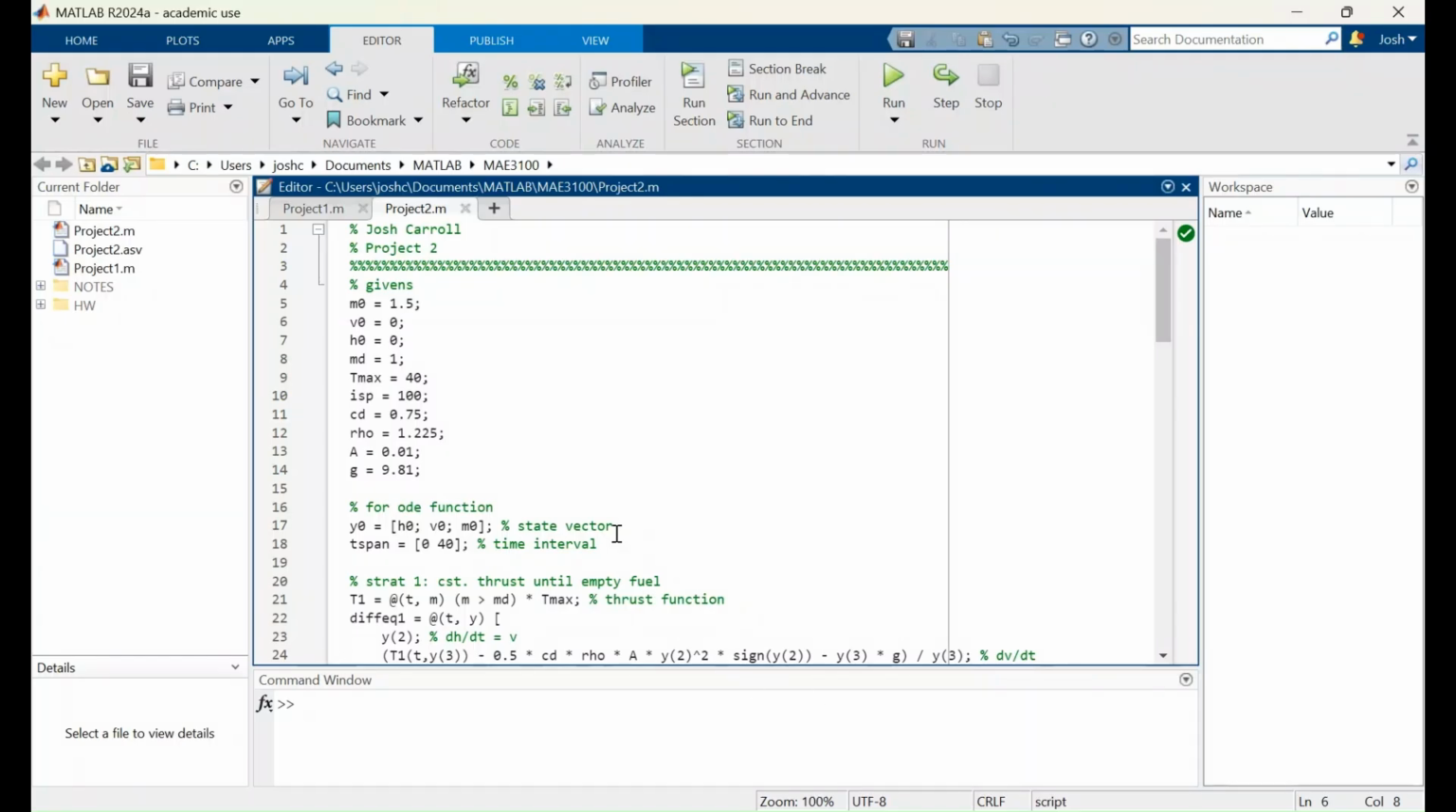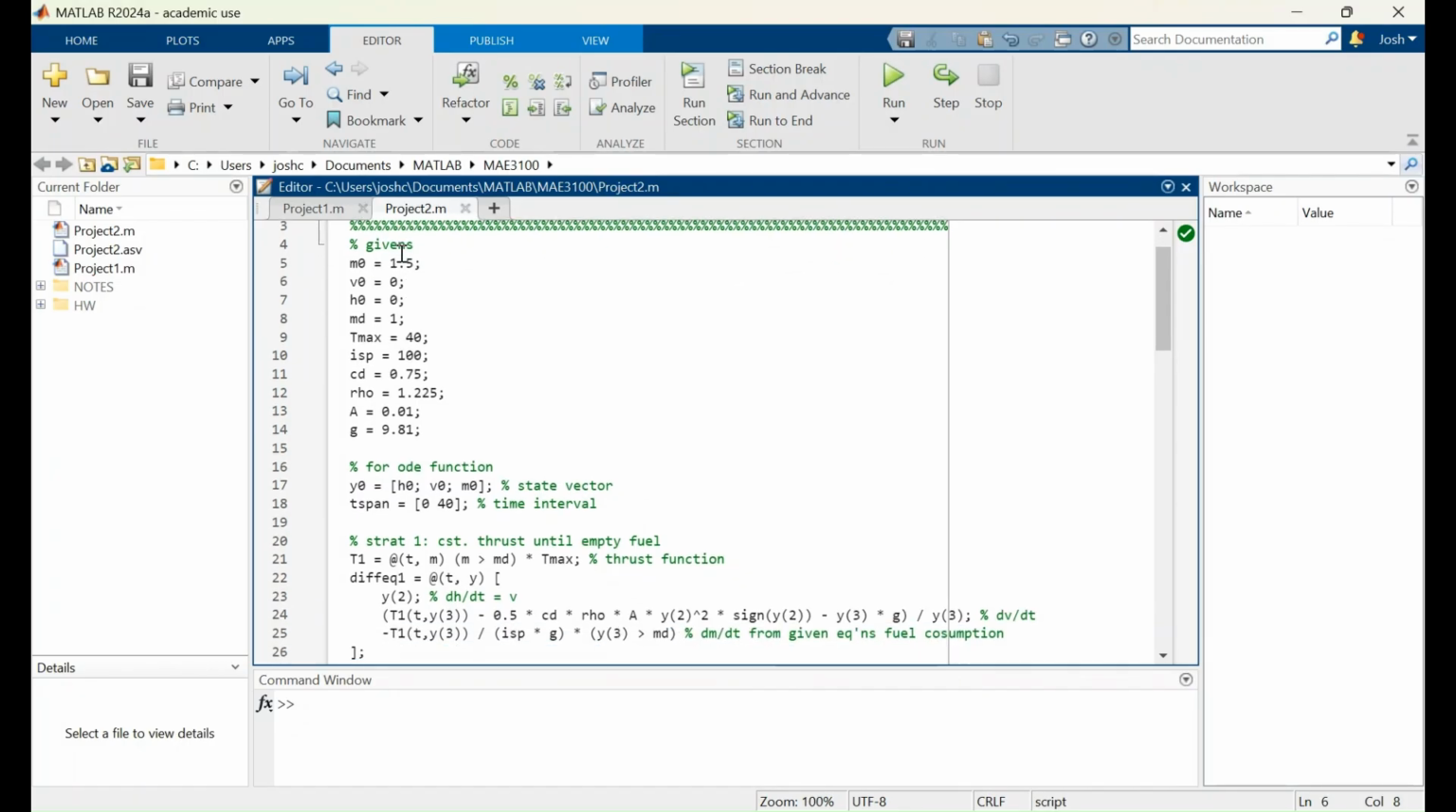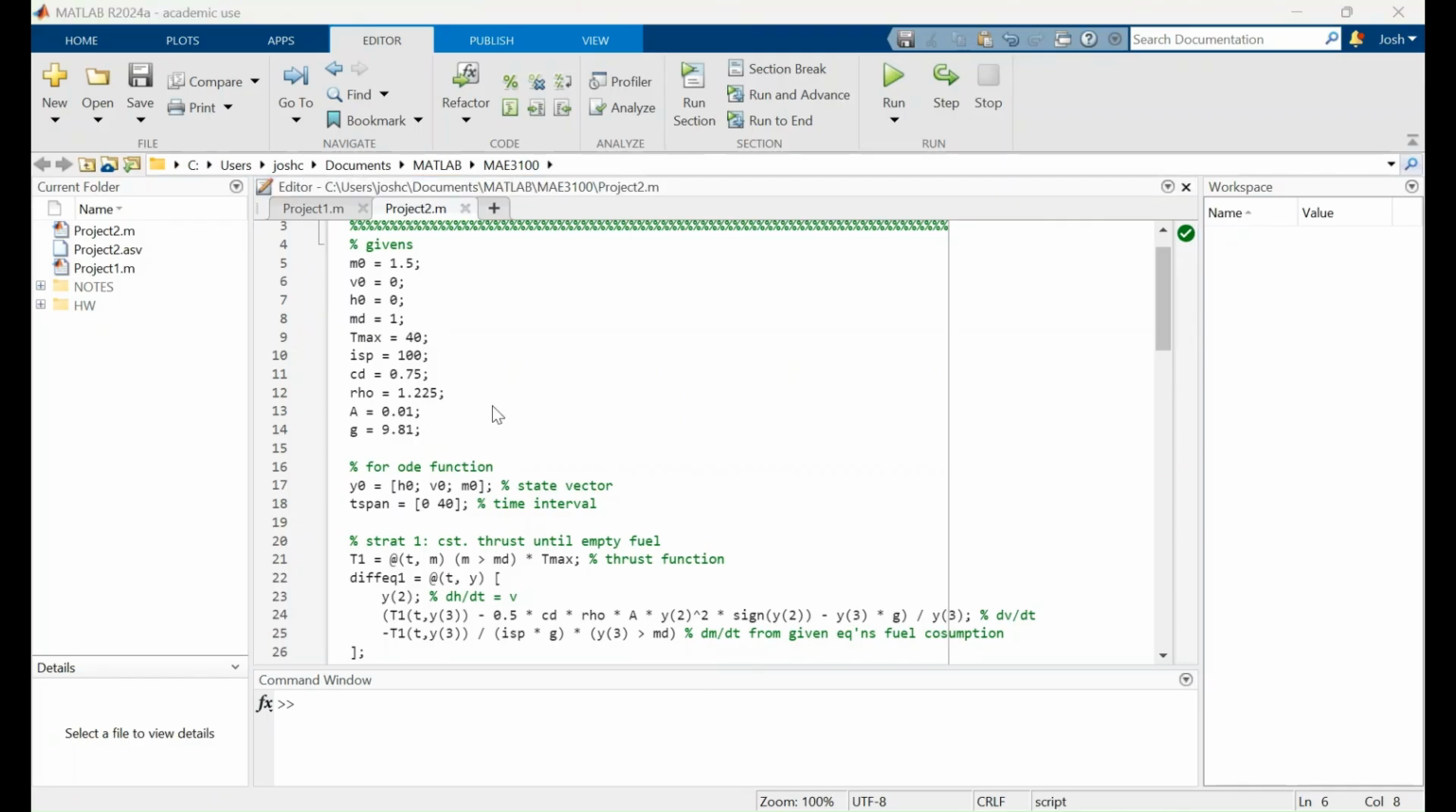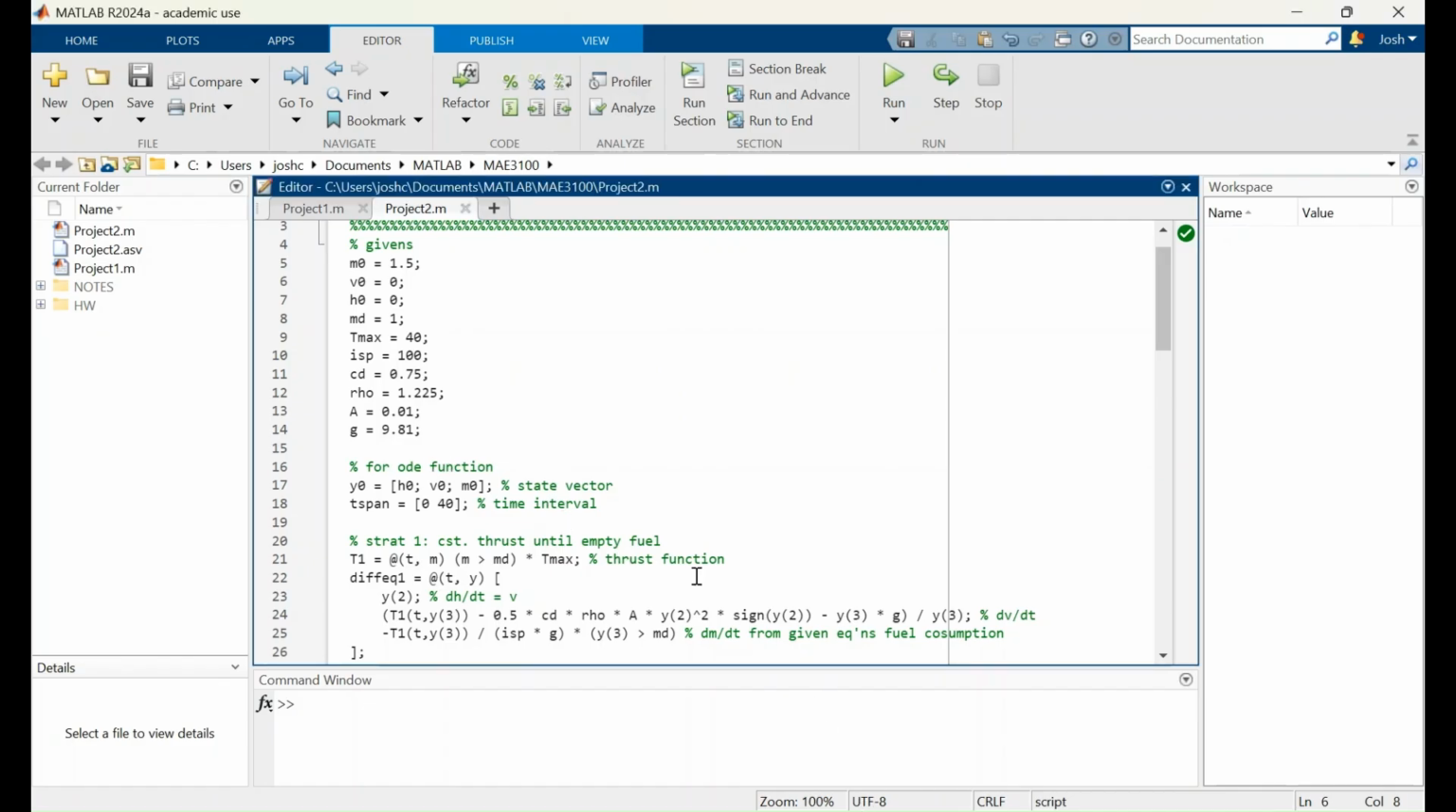Now I'm just sharing my screen so you can get a better look at what I've got going on here. To start off the code, we have my givens, or the initial values we were given in the problem statement. So our mass, our velocity, altitude, dry mass, max thrust, impulse, coefficient of drag, density of air, our rocket's cross sectional area, and also gravity.